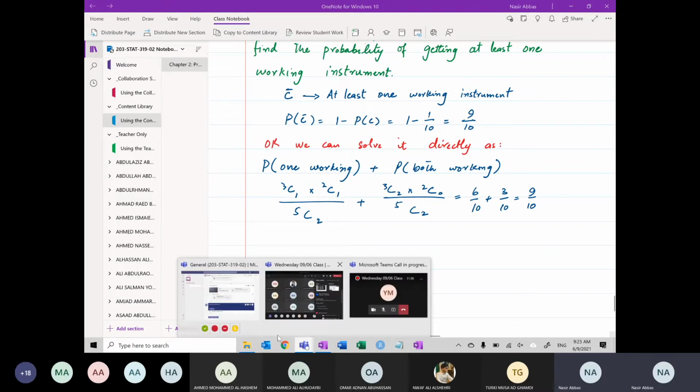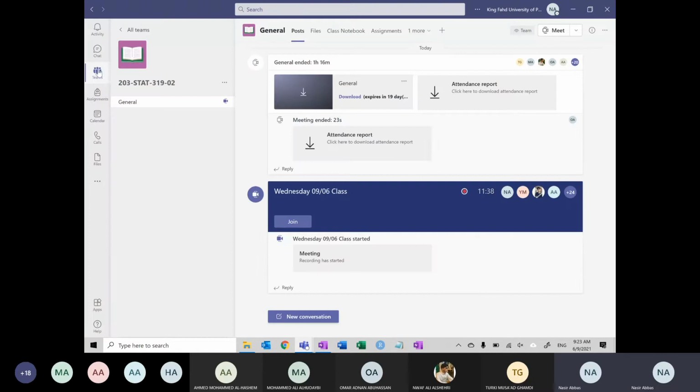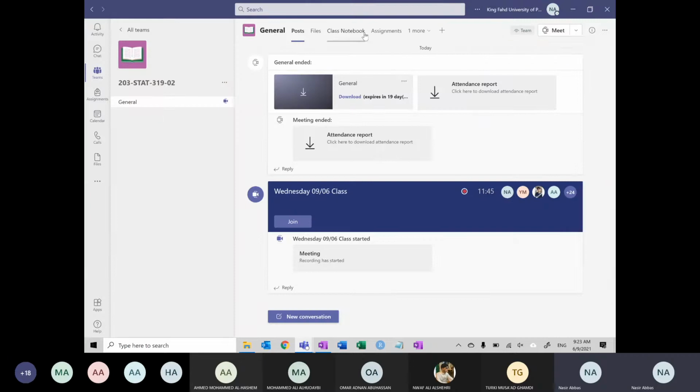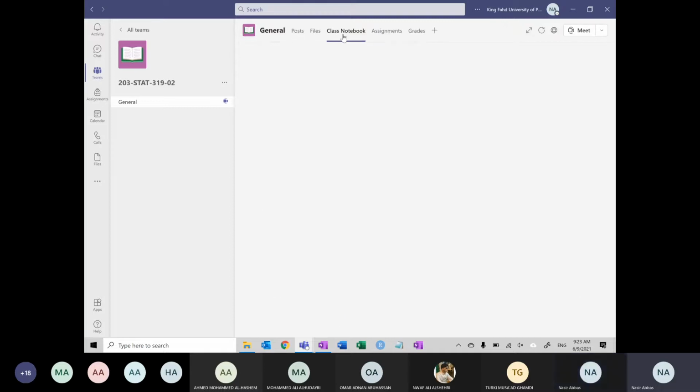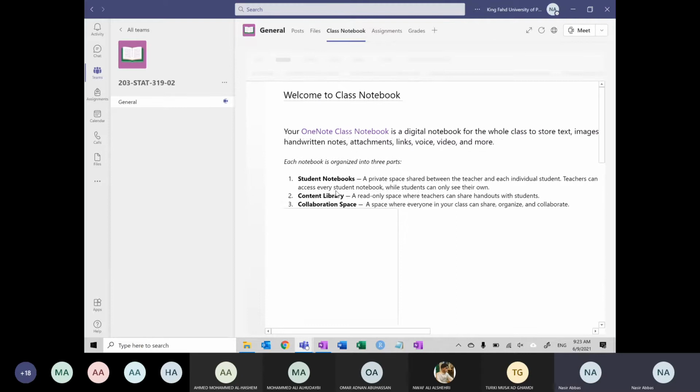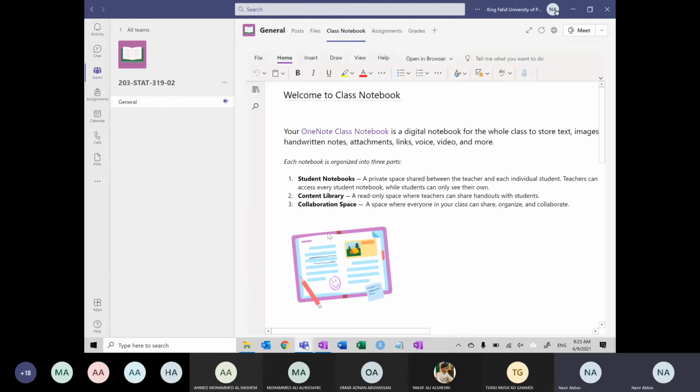To access that class notebook, you're supposed to go to this team of Stat 319 section 2. And at the top, you will see this class notebook. When you click on this class notebook at the top, you should be able to see in a few seconds the OneNote class notebook for this course that I'm using.